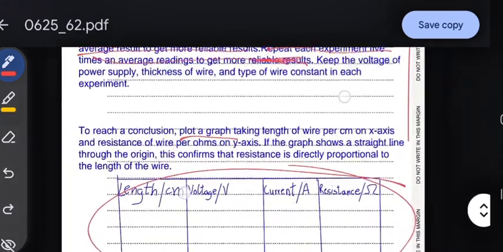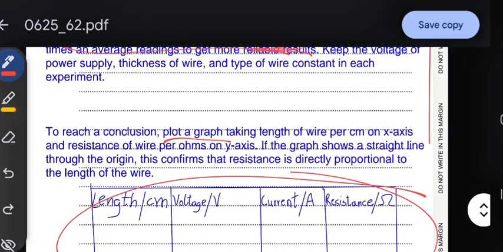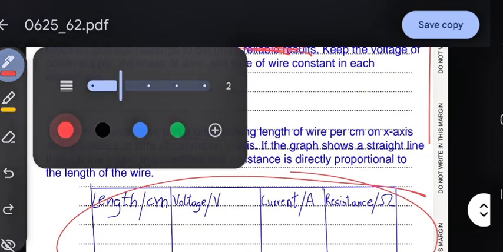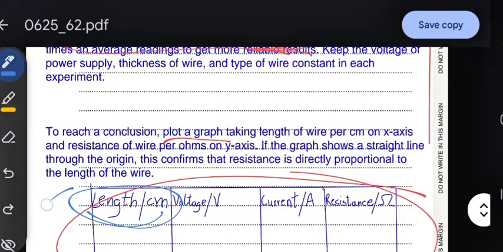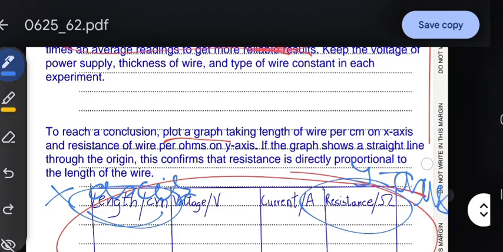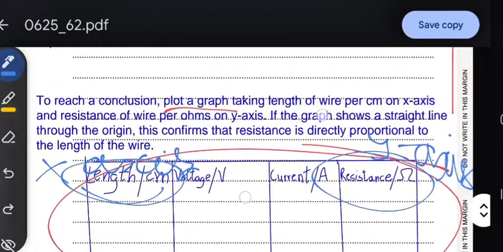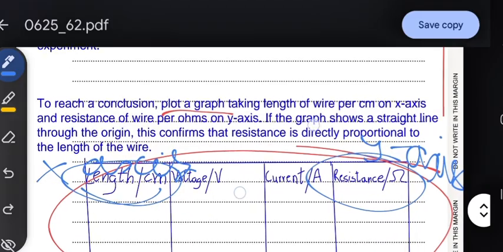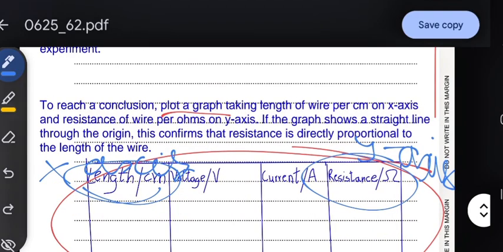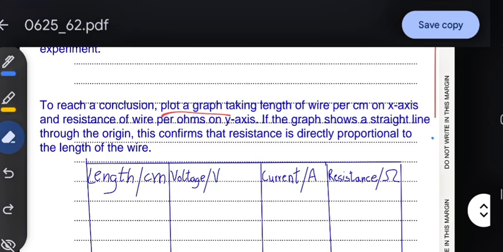Now to reach a conclusion, plot a graph taking length per centimeter. Always this side, the left side of the table, will go on the x-axis, and the right side will go on the y-axis. So what you're measuring, we have discussed this before in the video. Length of wire in centimeters on the x-axis and resistance of wire in ohms on the y-axis. If the graph shows a straight line through the origin, that confirms that the resistance is directly proportional to the length of the wire.